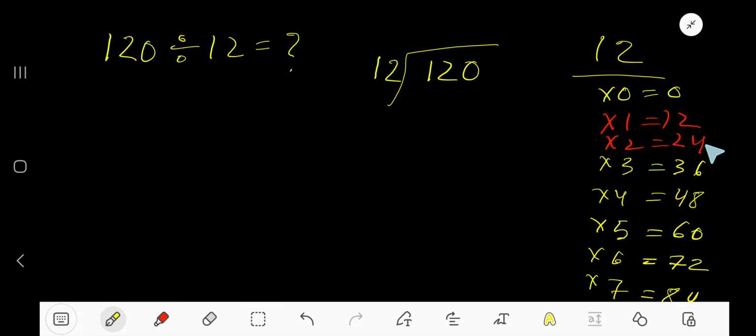To find the multiplication table of 12, easily just add 12 to the previous step. 0 plus 12 is 12, 12 plus 12 is 24, 24 plus 12 is 36, 36 plus 12 is 48, 48 plus 12 is 60. This process will continue. 12 goes into this one how many times?